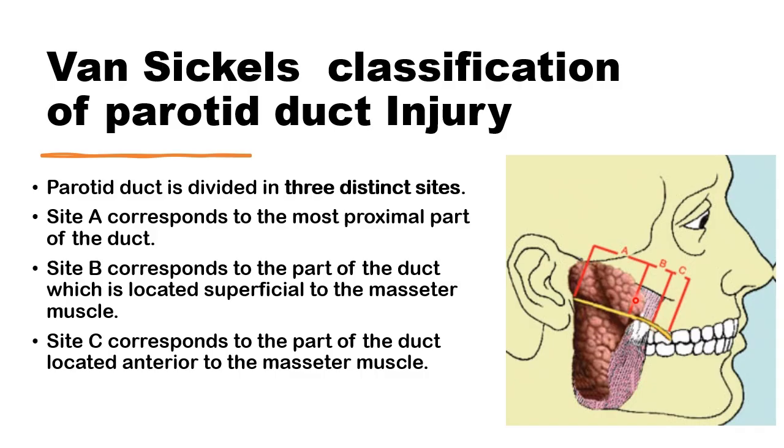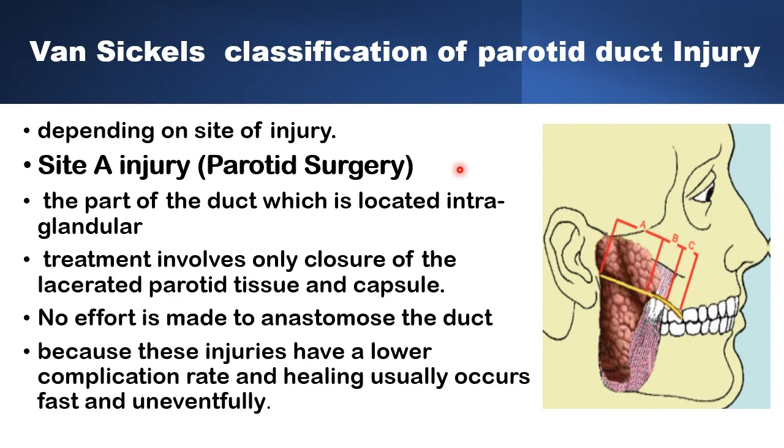So these are three different unequal sites, and the plan for managing the injuries would differ according to the individual site. Now the management, if it's a site A injury, this is by far the commonest type of injury to the saliva drainage system from the parotid. In almost all parotid surgery, parotidectomies, apart from total parotidectomy, the intraglandular part of the duct would be injured in one or several places. So this is the commonest.